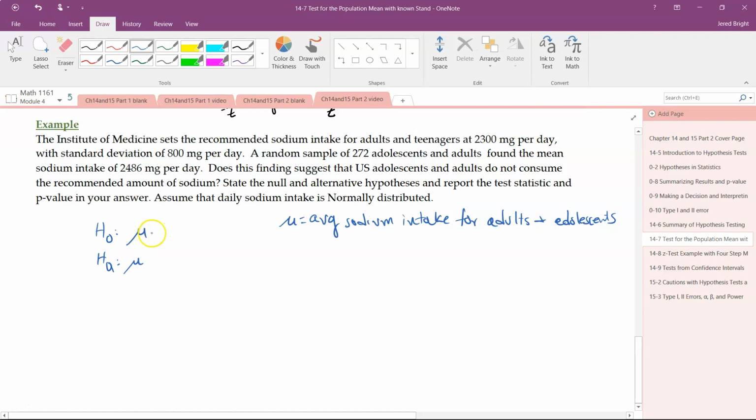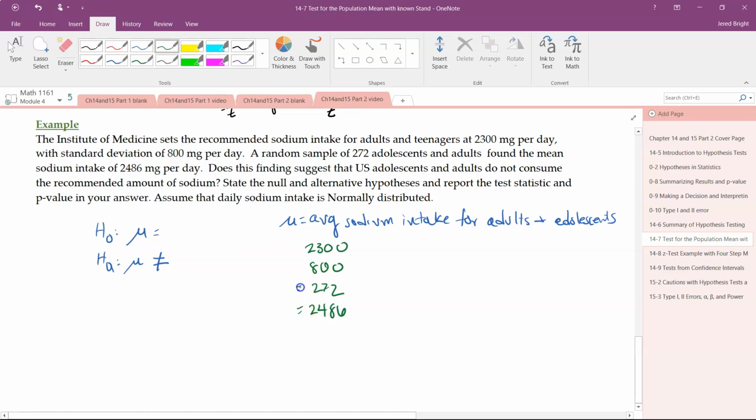Okay, so in the null hypothesis, we're claiming that the mean is equal to something. And then, let's see, does this finding suggest they do not consume the recommended amount of sodium? So do not consume, I'm going to say is different from, so I'm going to use different from here. And now there are a lot of other numbers here, and before I move on, I should identify them. I have the 2300, I have the 800, I have 272, and I have 2486.